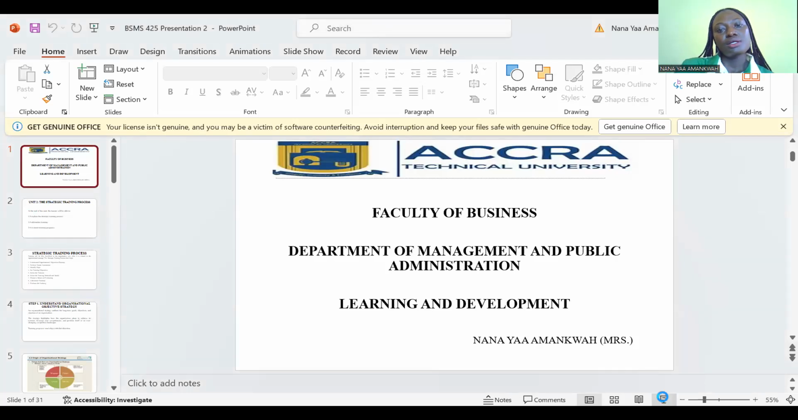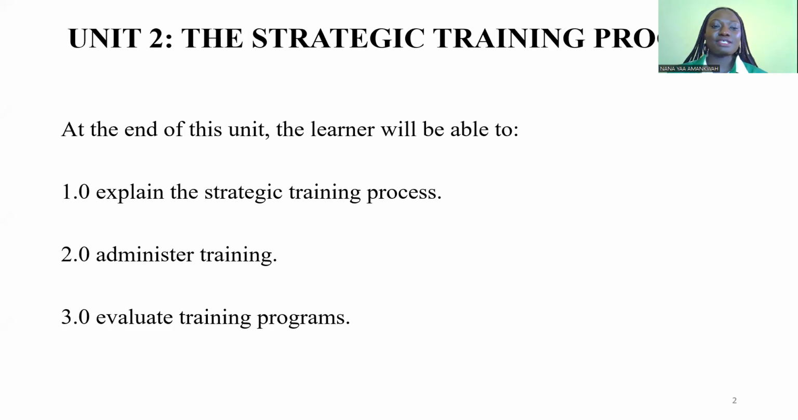All right, good. So the objectives for the lesson are that we'll be able to explain the strategic training process, administer training, and also evaluate training programs. This is Unit 2, and we're going to go through a very interesting class, so you'd want to follow.